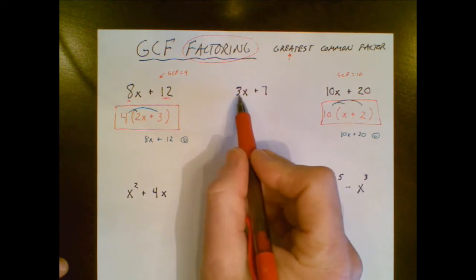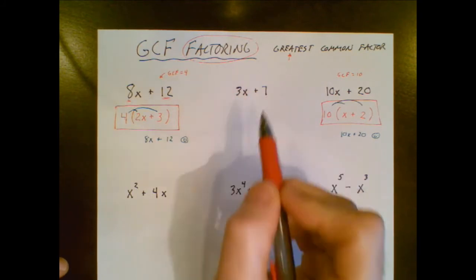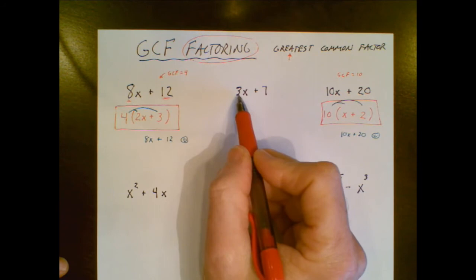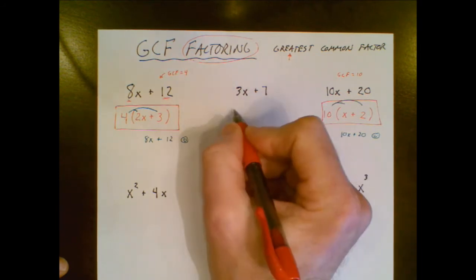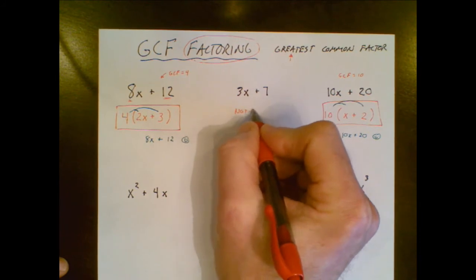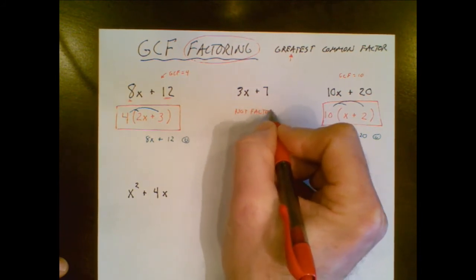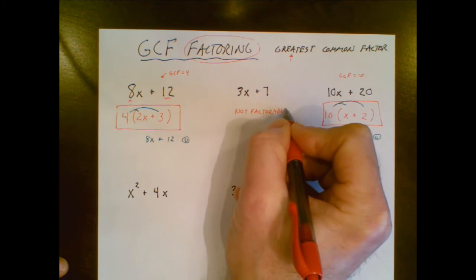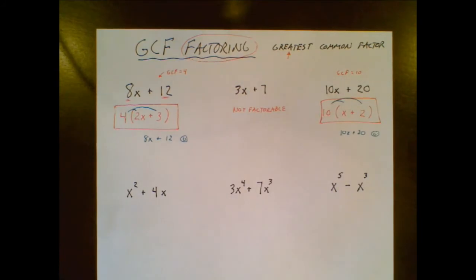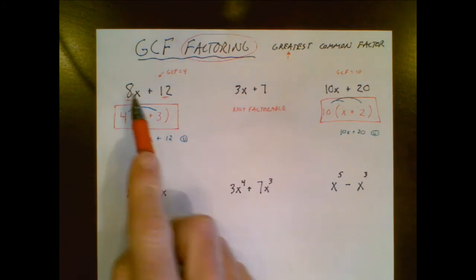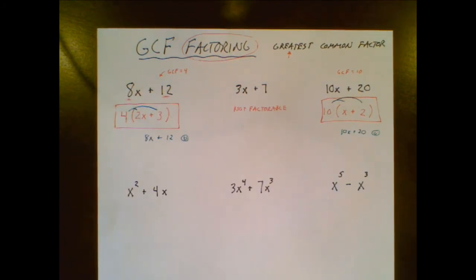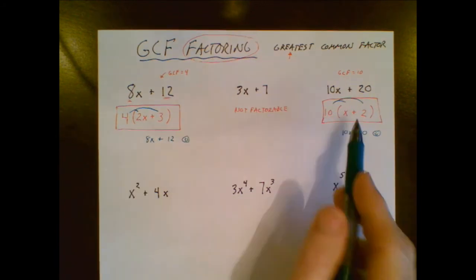Here's a case where there is no number other than 1, and 1 doesn't really count for a case like this. There's no number that will divide evenly into 3 and 7, so I could say not factorable. So I'm always taking a look at a problem and saying, is there a number that will divide evenly into both of those terms? Then I choose the largest such number, and I can write it in factored form.